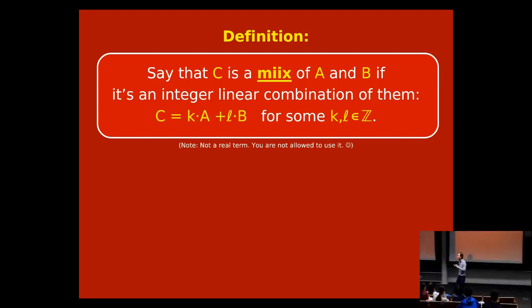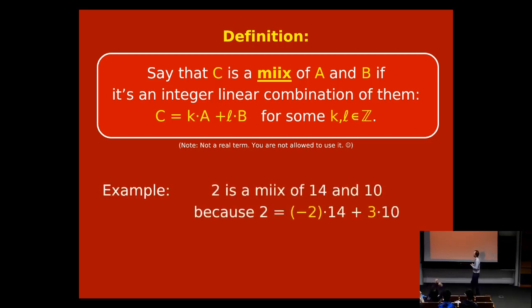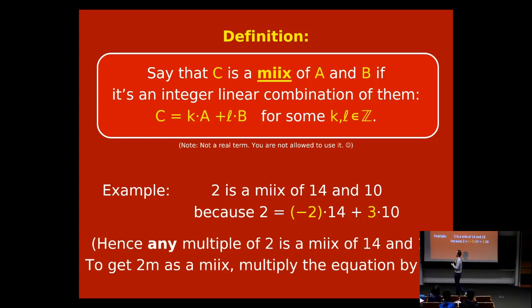I'll say that C is a mix of A and B. And this extra I stands for integer. So it's like an integer mix, an integer linear combination of them. Okay, so if C is expressible as some integer K times A plus some integer L times B. It's like a linear combination of A and B, but the factors are integers. As an example, 2 is a mix of 14 and 10 because 2 is negative 2 times 14 plus 3 times 10. It's 30 minus 28. I do this example to emphasize that these K and L can be negative. So 2 is a mix of 14 and 10.